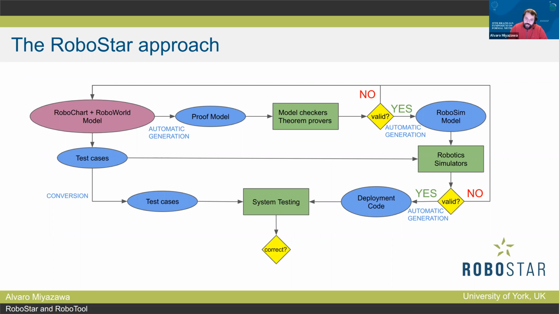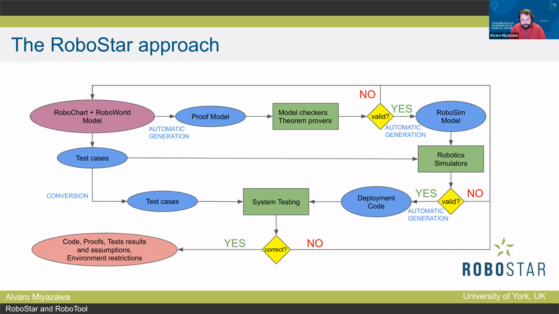And again, if we find a problem, a bug, we would go back to the RoboChart RoboWorld model and rerun everything automatically until we're happy that all the tests have passed. And at that point, we would have a collection of evidence of the correctness of the system, or something to give you confidence in the system. So that would be the code that's been generated, all the proofs, test results and assumptions, and also any environment restrictions that have been identified.